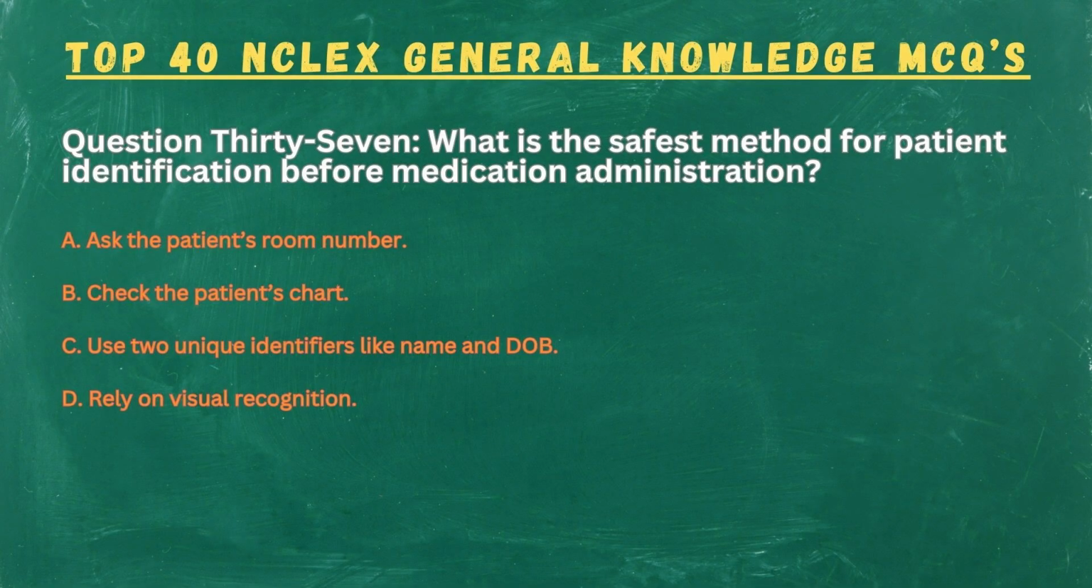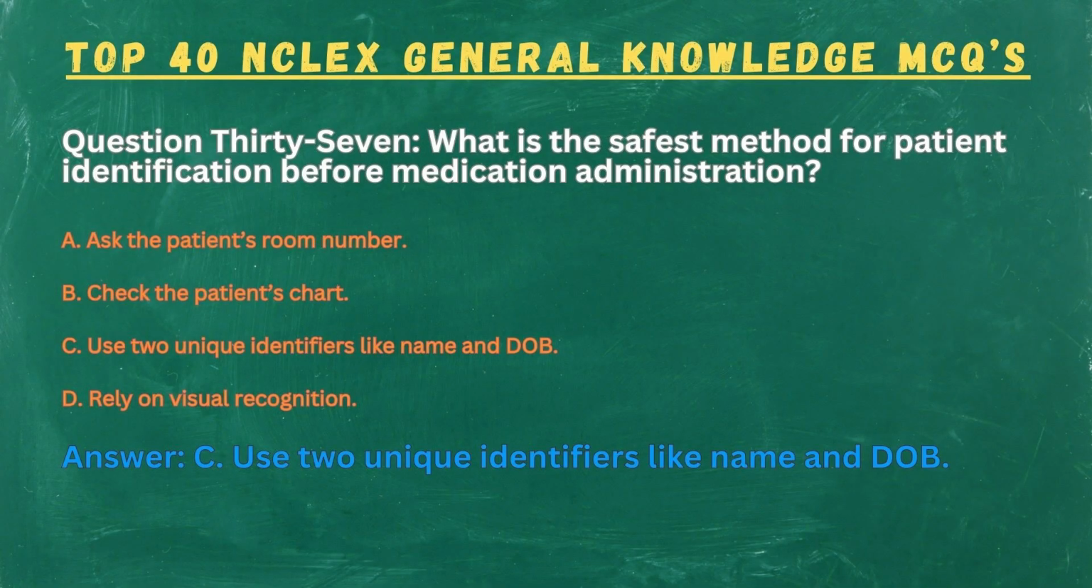Question 37. What is the safest method for patient identification before medication administration? A. Ask the patient's room number. B. Check the patient's chart. C. Use 2 unique identifiers like name and DOB. D. Rely on visual recognition. Answer: C. Use 2 unique identifiers like name and DOB.